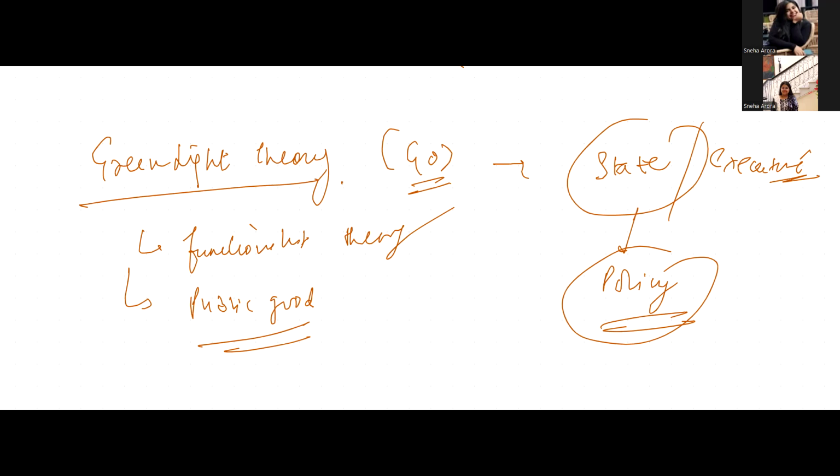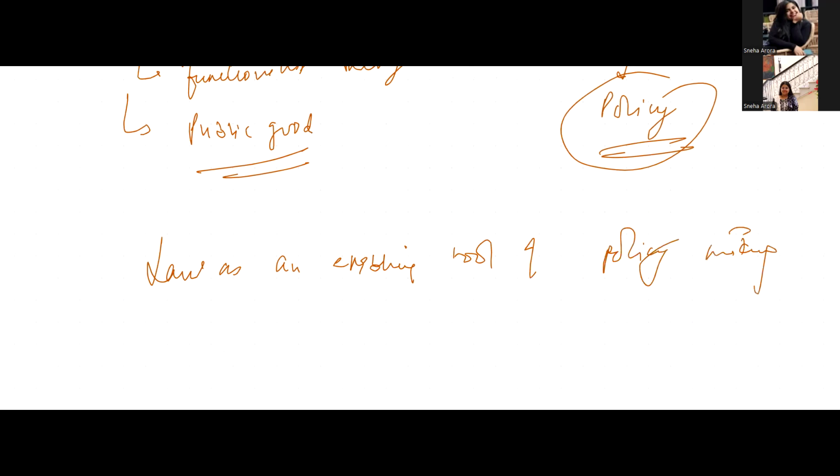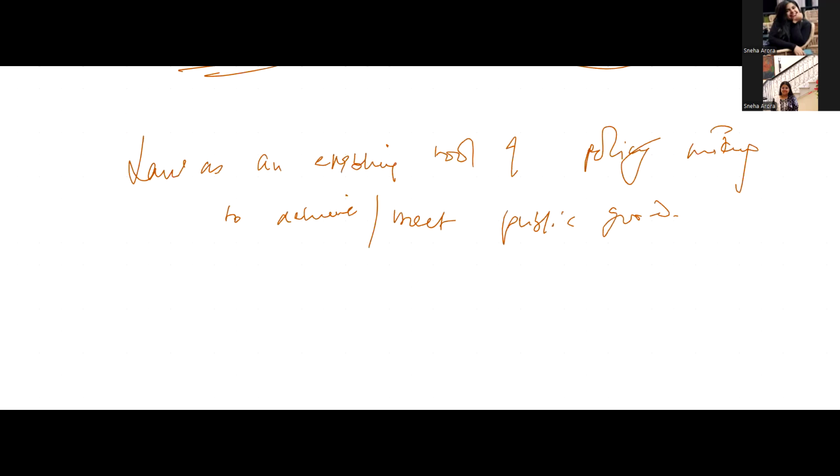So basically, the functionalist theory or green light theory sees law as an enabling tool of policy making to achieve or meet public good. It is basically an instrument to work for the public good. It is driven by the utilitarian model, utilitarian theory. Utilitarian theory is basically that the law should serve the purpose of utility, the greatest good for the greatest number.